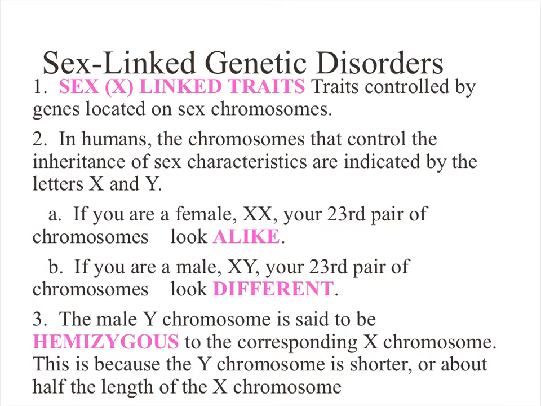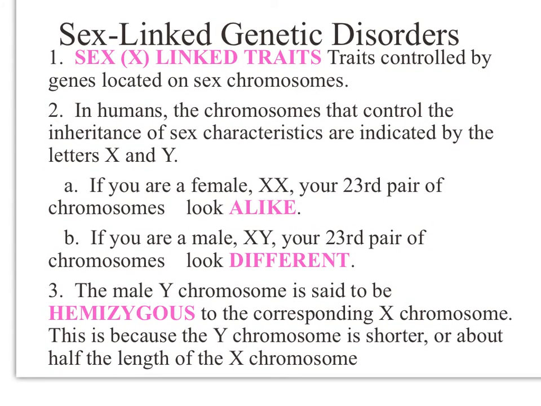Okay, so that brings us to sex-linked genetic disorders. So the ones we've talked about so far are going to be autosomal disorders. The rest of them we're talking about are going to be sex-linked or X-linked traits. Just to review, these are traits found on your sex chromosomes. You only have one pair of sex chromosomes. If you're a female, that pair is an XX. If you're a male, that pair is an XY. So if you have a sex-linked genetic disorder, it's usually going to be found on the X.